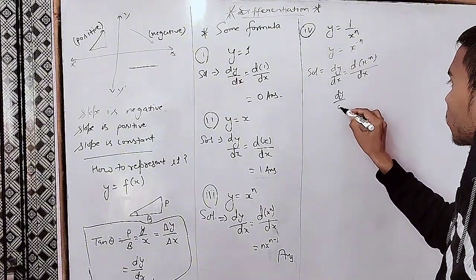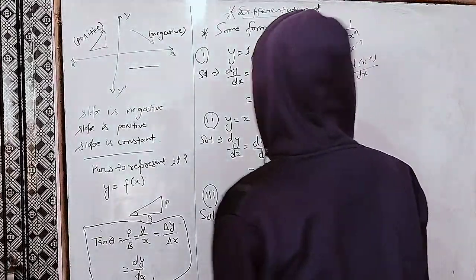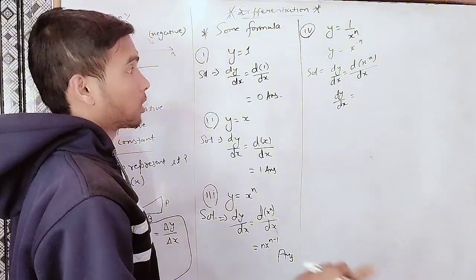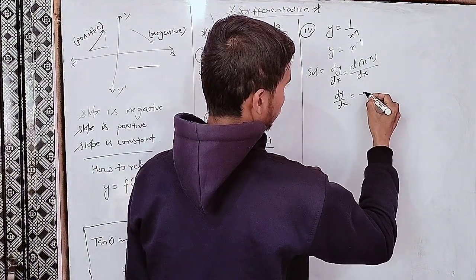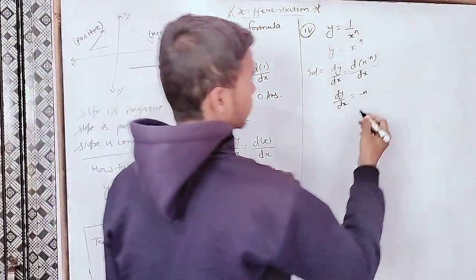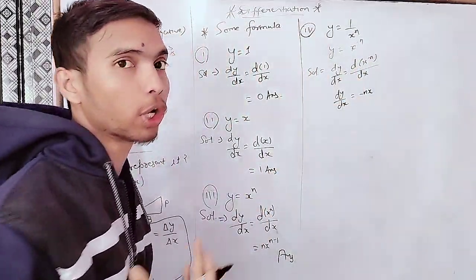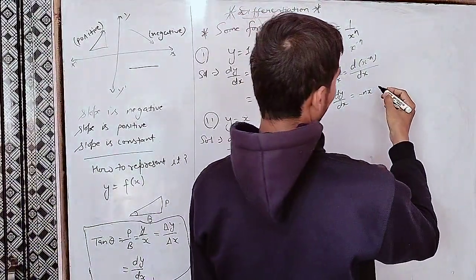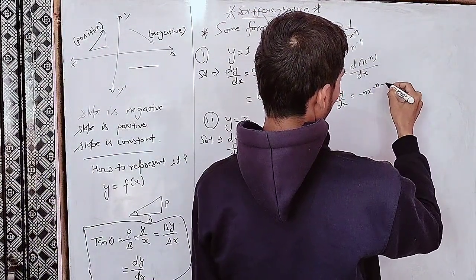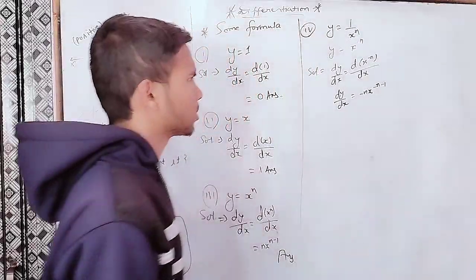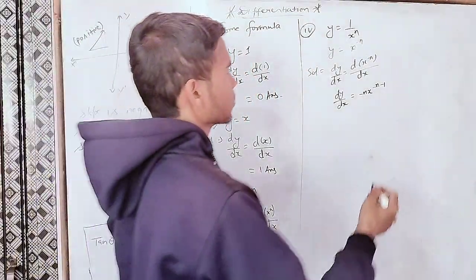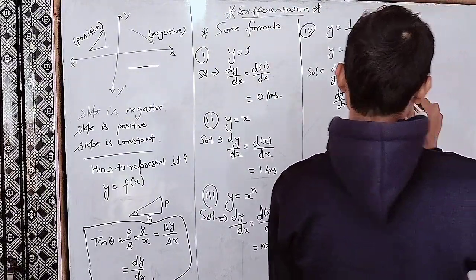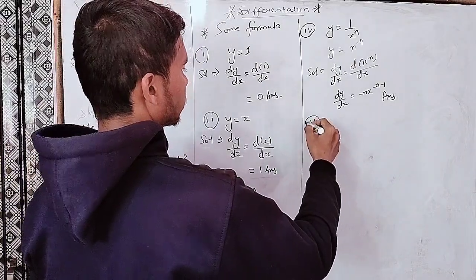So dy upon dx here. The exponent we will write with the base. The base is x, then the exponent is minus n. Now the exponent we will reduce by 1, so minus n minus 1. That's it. We have solved it. Now we are moving on.